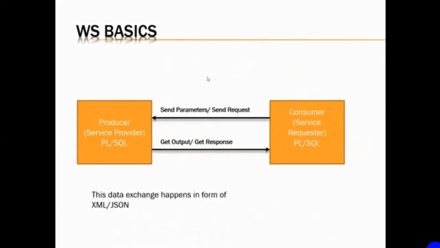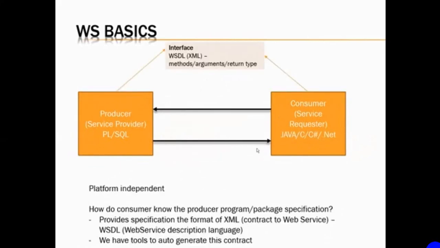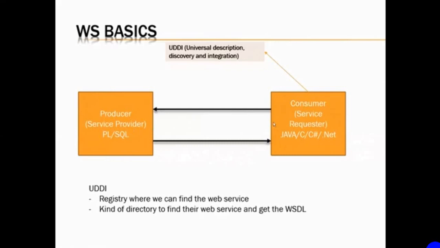Now, we have seen WSDL, we have seen UDDI, and I also said that the consumer sends the data to the producer in an XML file, and the producer has to send the data to the consumer in an XML file. So both systems are talking to each other. There is communication happening between those systems, messaging back and forth, in XML format or JSON format.